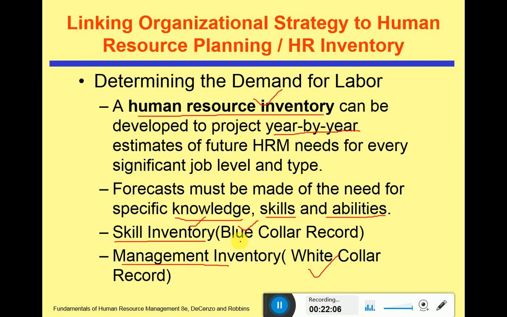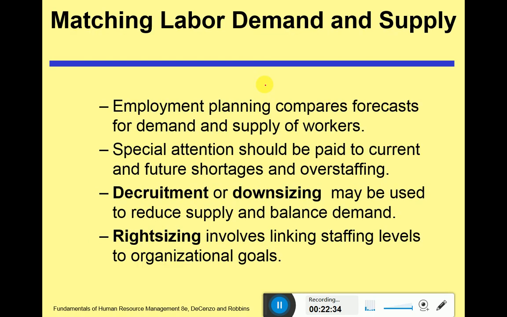Complete data is developed for lower level employees and for higher level employees. The record kept for lower level employees is known as your skill inventory, and the record kept for higher level or white collar employees is known as your management inventory. It simply means that through the HRP process, these inventories are maintained, and they simply manage the human resource inventory. Hopefully a bit of an idea is clear.